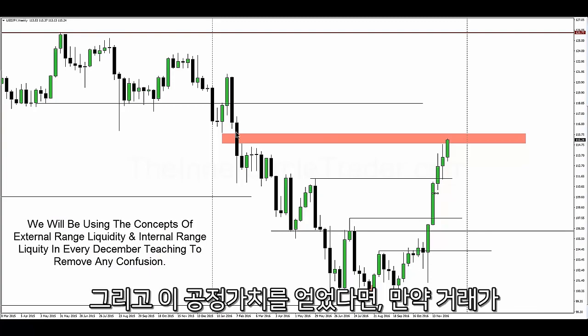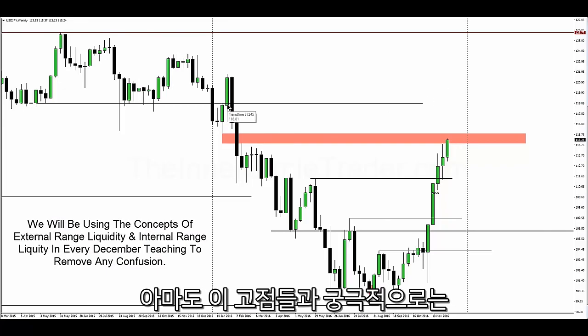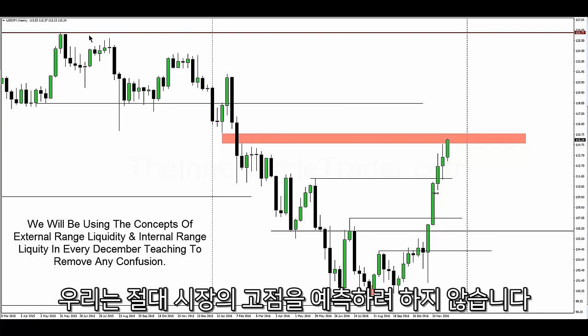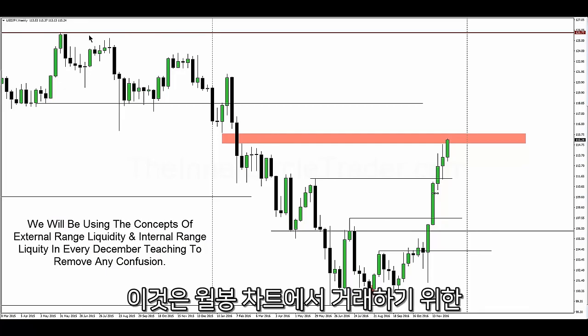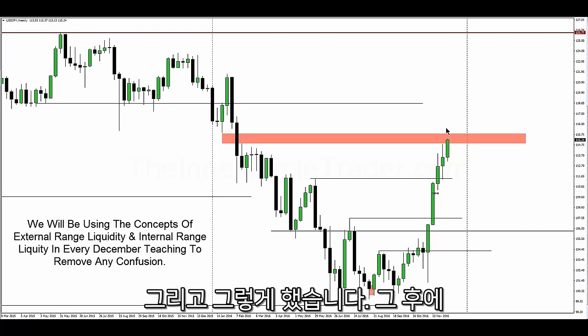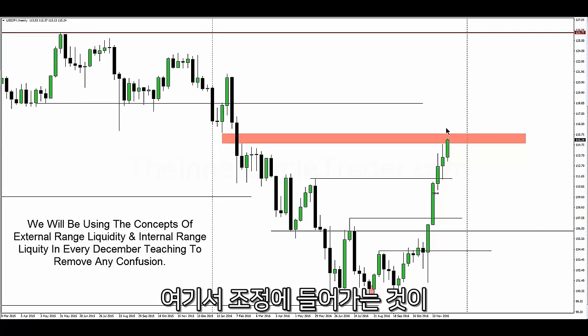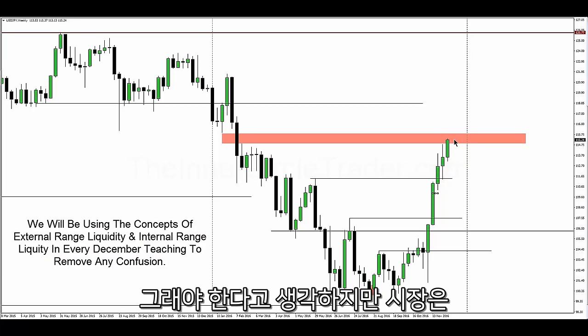Okay, well, this low to this high up here. And then this fair value gap. If it trades on through, we know we're looking for a return back to this up candle here, and then maybe these highs here, and ultimately above 125.77. We don't ever try to call a high in the marketplace. That's not what we're trying to do. This was a logical area on the monthly chart to trade to, and it did. So after it did that, we now have to evaluate, does it have more willingness to keep going higher, or would it be more prudent for it really to go into a consolidation here? And I think logically it should, but the market's going to do what it's going to do.